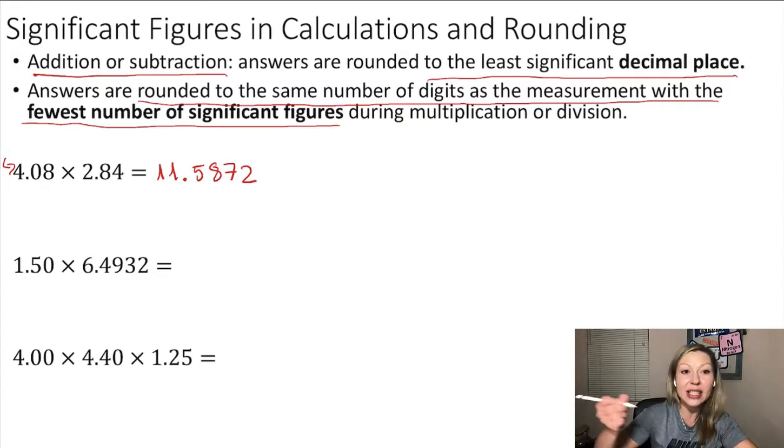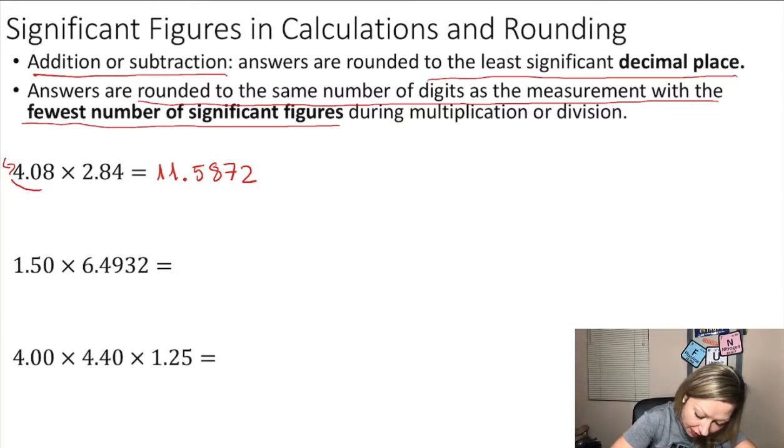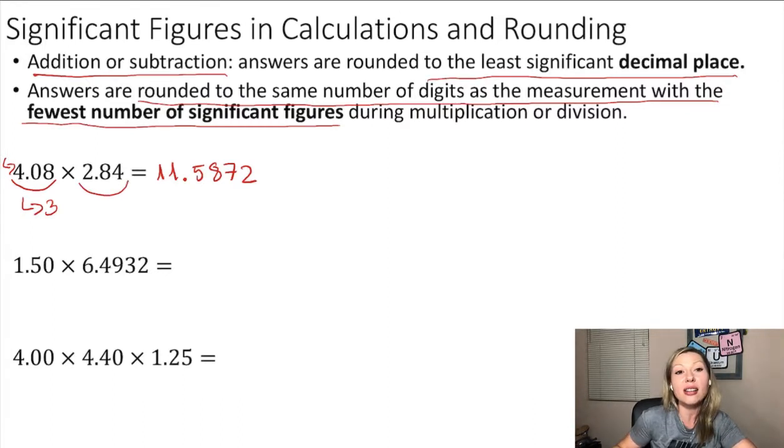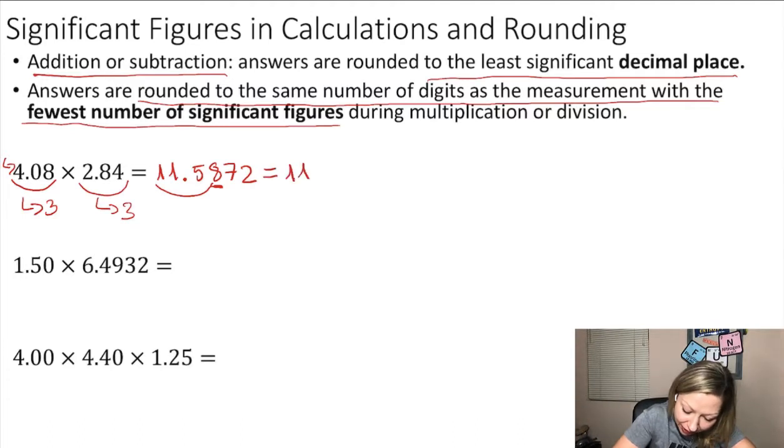Well, I have to look at the number of significant figures in my values at the beginning. How many sig figs do we have in 4.08? 3, right? How many sig figs do I have in 2.84? 3 again, right? So this means that I need to round my final answer to 3 significant figures also. Now, because my fourth significant figure would be an 8, which is larger than 5, I have to round up. So my final answer is 11.6.